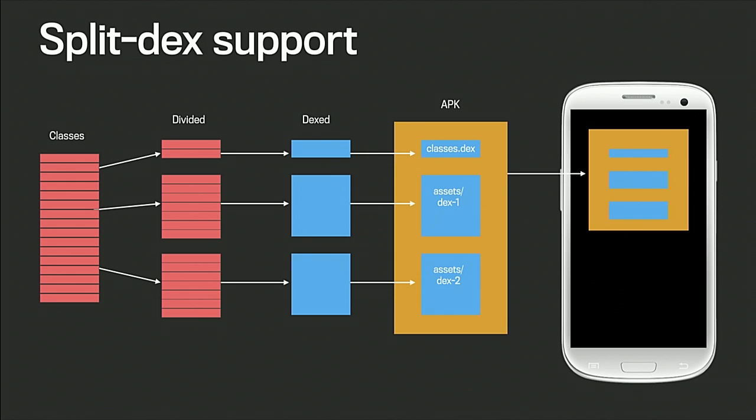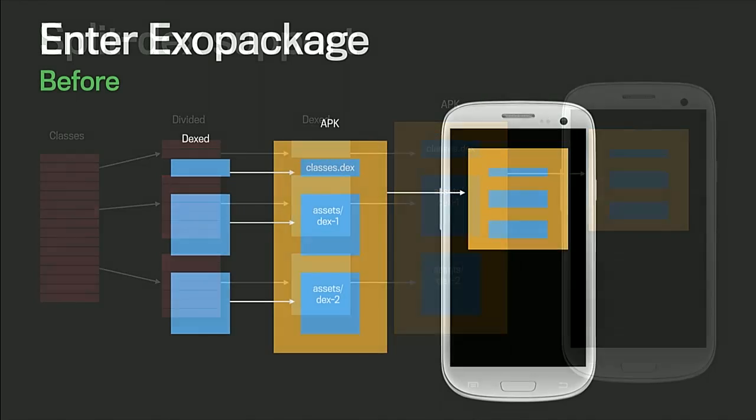So that was how we got around the DEX method limit. That was built into Buck a while ago. And while it seems unrelated, it's actually sort of the secret of how we were able to speed up these builds by a substantial margin.